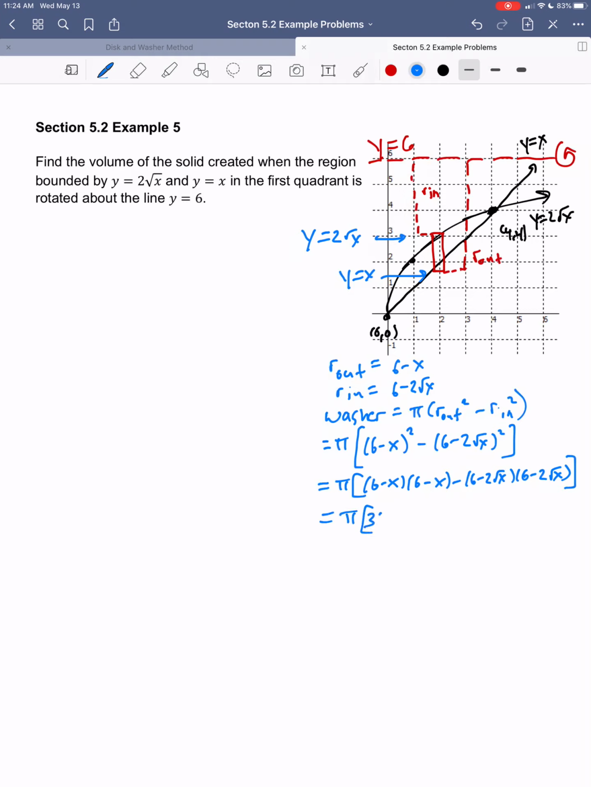So 6 times 6 is 36. I get negative 6x and negative 6x, so that's negative 12x plus x squared, minus 6 times 6 is 36. 6 times negative 2 square root of x, that's negative 12 square root of x, and another negative 12 square root of x. So that's negative 24 square root of x. Negative 2 times negative 2 is positive 4. Square root of x times square root of x is x.